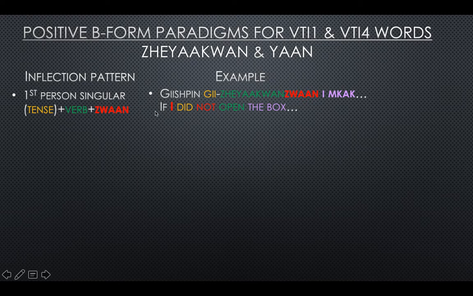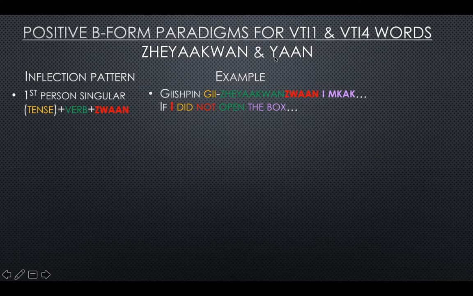So gishpen means if. Gi is past tense, did. Jea kwan is open. Zwan makes it I and also negative at the same time. And im kuk means the box.